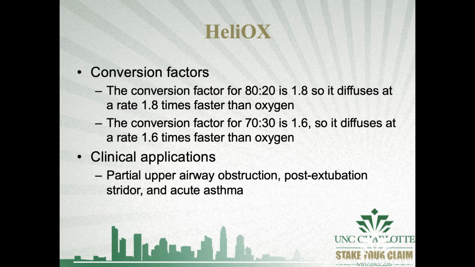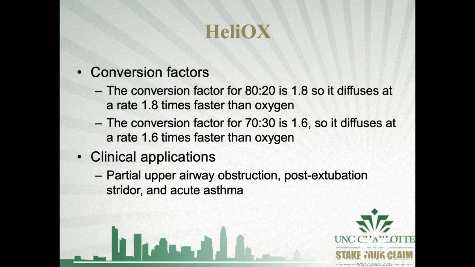There are some conversion factors that we can use when using our flow meters. Our conversion factor for 80-20 is 1.8, meaning it flows about 1.8 times faster than oxygen, so you're going to have to adjust your flows accordingly. We can use this with patients with post-extubation stridor, but mostly with acute asthma and upper airway obstructions. You can also use it for that if they don't end up intubated due to the severity or the development of their upper airway obstruction.